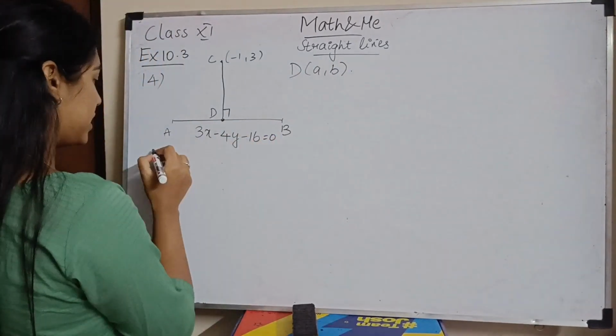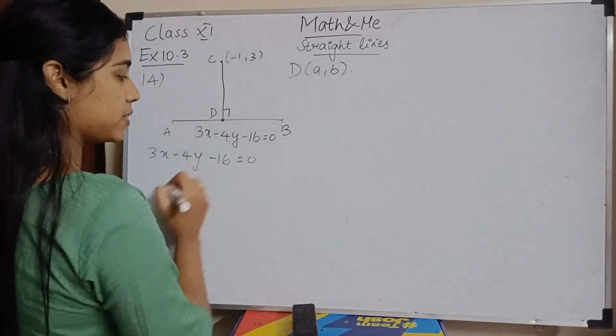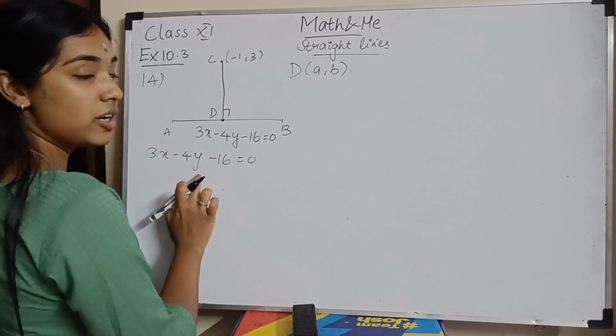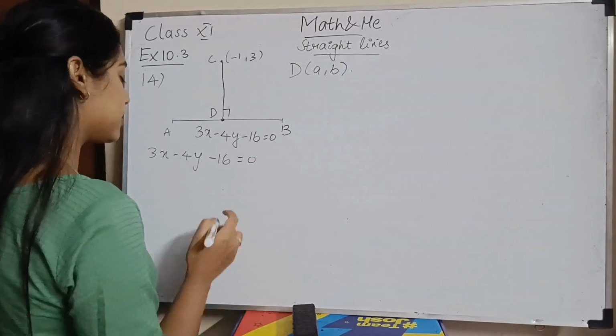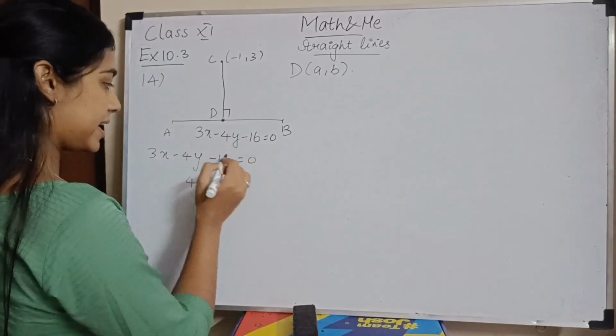So now I have the equation 3x minus 4y minus 16 equals 0. Now I need to find the slope of this particular equation. So I'm going to have y on one side and everything else on the other side. So what do I have? 4y equals 3x minus 16.